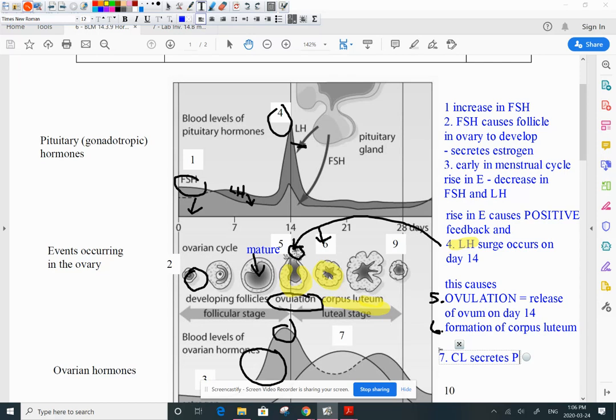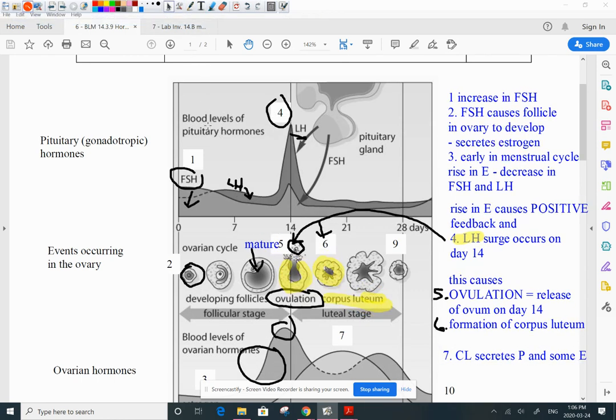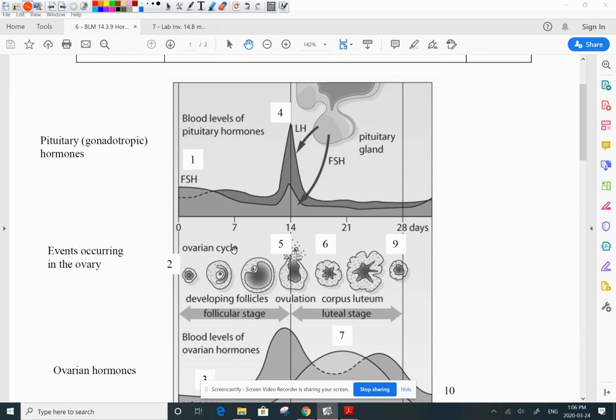So this huge rise in progesterone, we can see that it is starting to increase now on the graphs at the bottom, the ovarian hormones. You see those progesterone levels starting to rise, and it's also secreting some estrogen. So we saw that with our ovarian hormones, the estrogen hormone reached a peak right before day 14, and that is what triggered the LH surge.